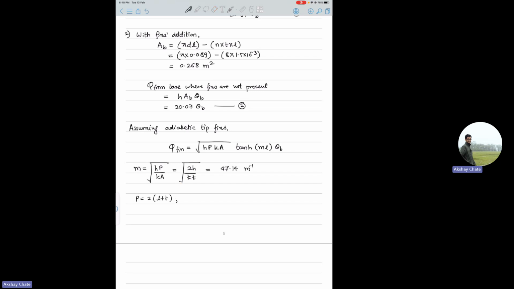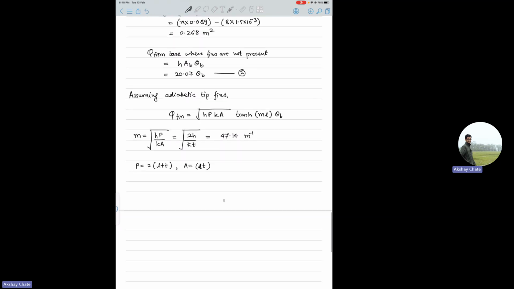And what else do you need? Cross-sectional area will be again the thickness of the fin into L. So that is why L gets cancelled in the M. And you can do this calculation and put the things in the tan HML formula.